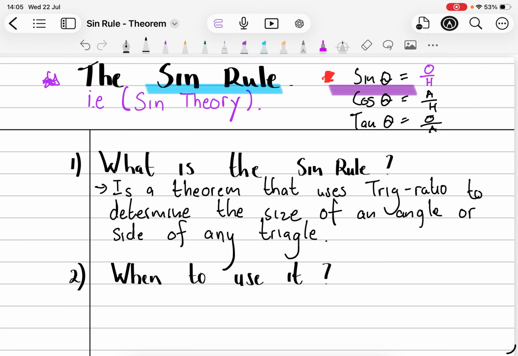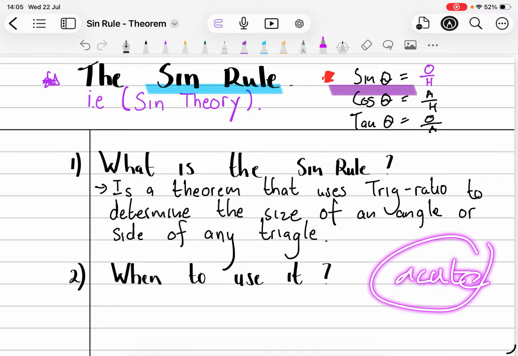So the idea is we're trying to figure out the size of any given angle or side of any triangle. It doesn't matter what type of triangle you have. You can have a right angle triangle and apply the sine rule. You can have an obtuse triangle. You can have an acute triangle.